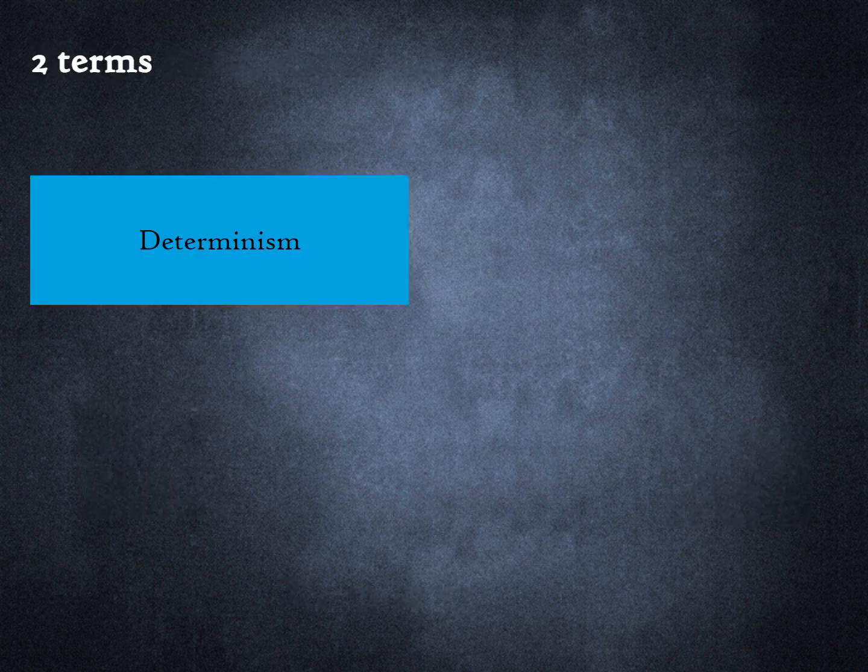We can introduce two terms here. First is determinism. This means that the mathematical function will yield only one output for a given input. Second is collision resistance.